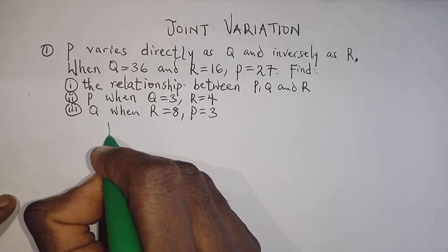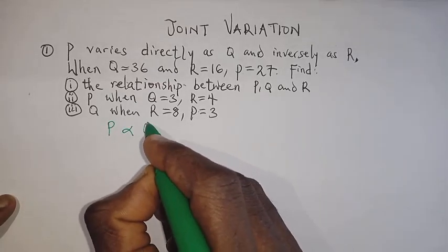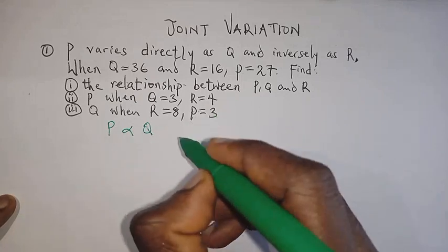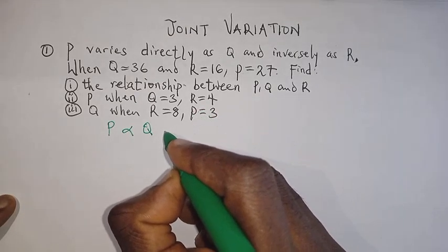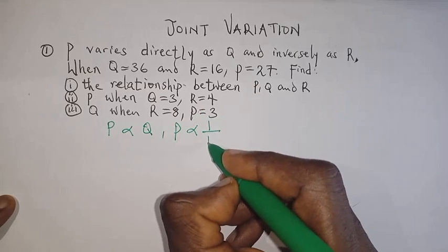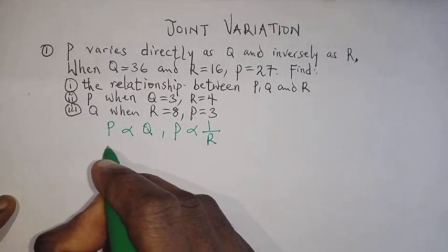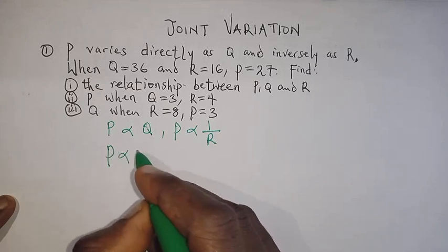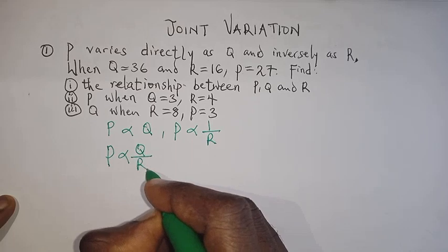So when we say P varies directly as Q, this is what we mean. And inversely as R. It also means that P varies inversely as R. So this is what this statement means. But now I'm going to have to write the both of them together. So it simply is going to be written this way. P varies directly as Q and inversely as R.